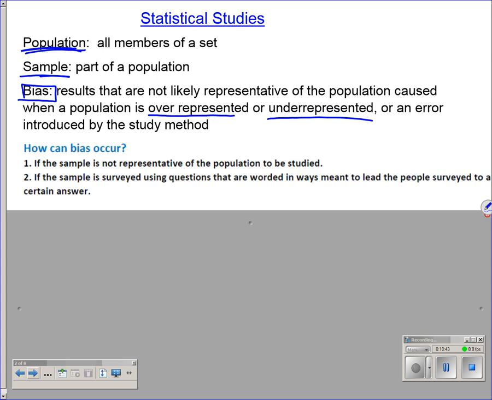Yeah. So, or an error on how we study them, but mostly about how we gather the information is where the bias comes in. So, anyway, does that make sense? Bias. Y'all heard of bias before? I'm sure. Okay. All right.